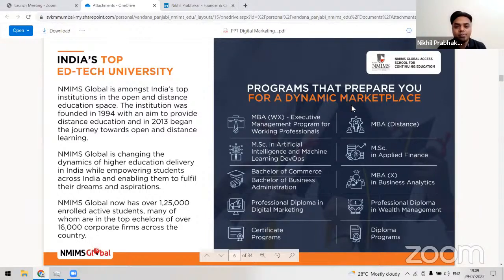So over here, if I talk about the programs, these are some of the programs which are mentioned on the right-hand side. There is an MBA WX program generally for working professionals. If you want to scale up in the marketing domain itself, or any particular area of management.